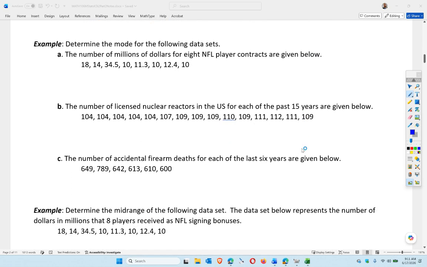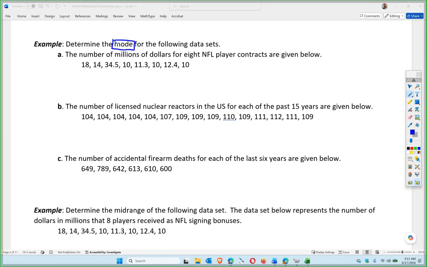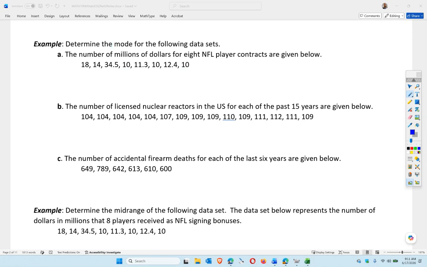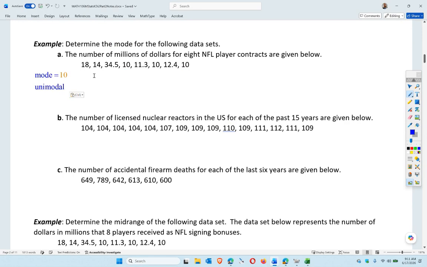Okay, let's say we have these ones here, and we want to figure out the mode. The mode is the one that happens the most. So if I look here, it looks like 10 happens 1, 2, 3 times. That's the greatest frequency, so that is a single mode, or unimodal. If 1 is uni, 2 is bi, 3 is tri, and so on.